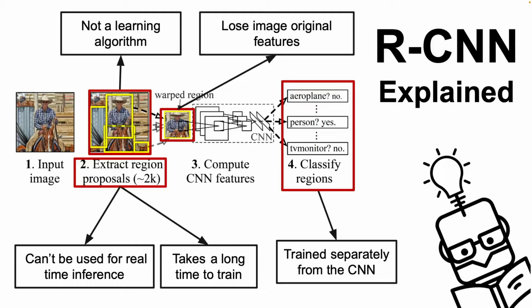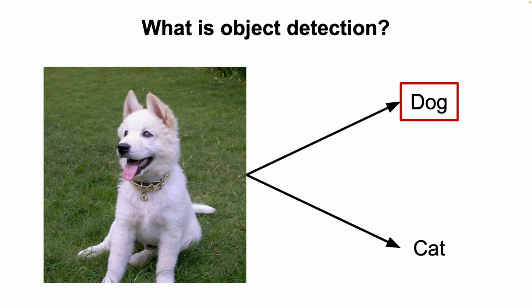Regarding object detection in computer vision, we will study the classical object detection architectures starting with R-CNN. The first thing that I would like to clarify at the very beginning is the definition of object detection.